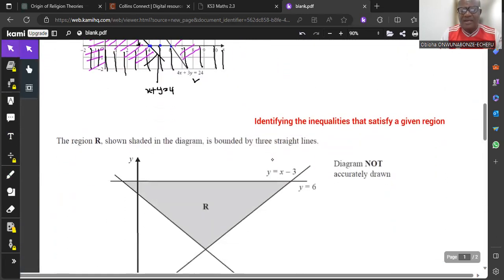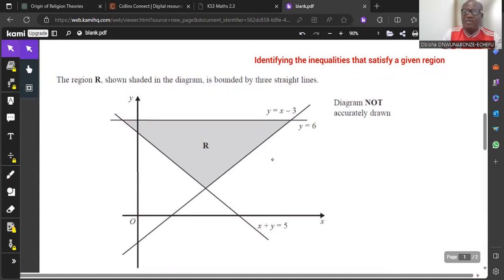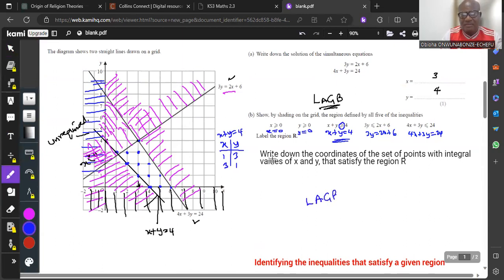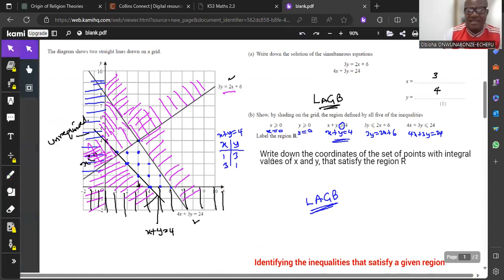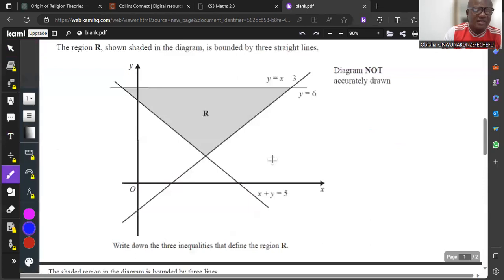Now we want to look at how to identify inequalities that satisfy a given region. Now let me go back to this first one. The use of LAGB required that unrequired regions are shaded. Unrequired regions are shaded. That's what LAGB is defining. Now, the rule for identifying the inequalities that satisfy a given region is BLAG. That is the opposite of the LAGB.